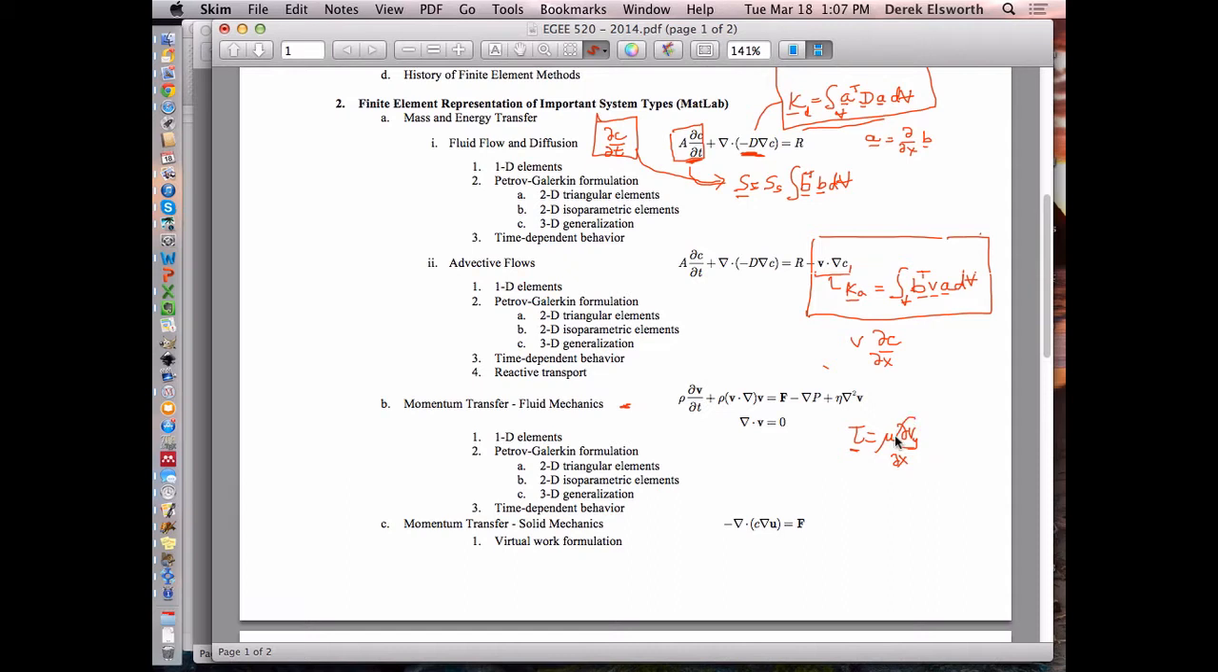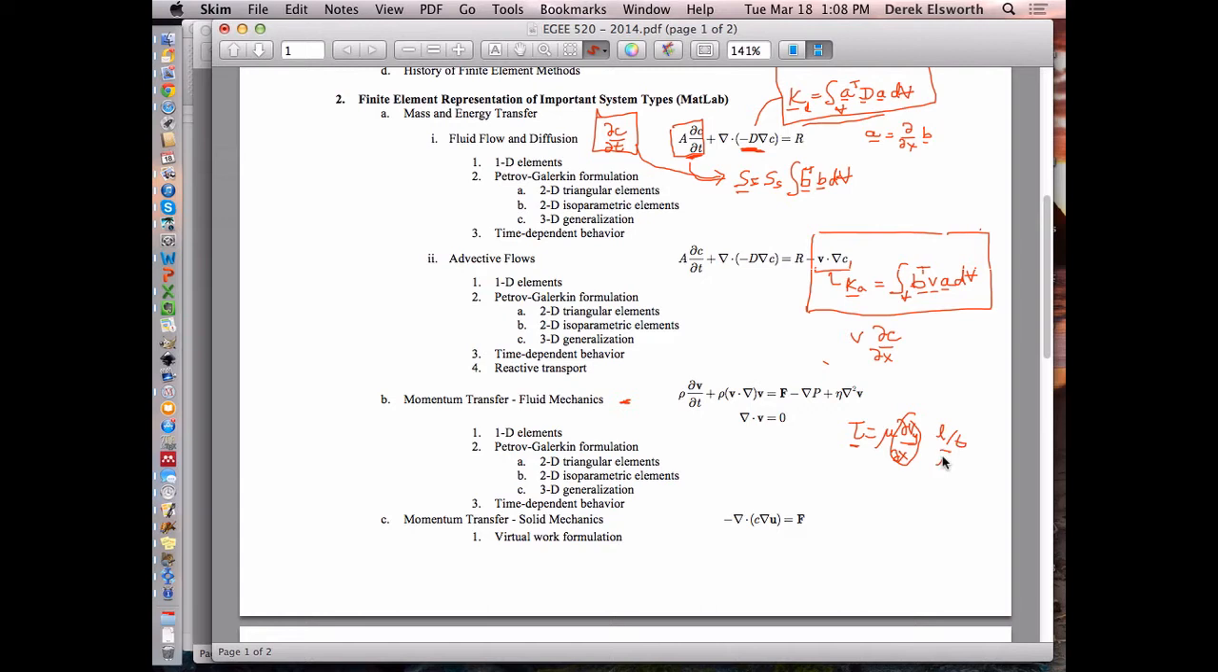The units of this are velocity. The units are length over time divided by length, just from this thing here. So length over length is a strain. Over time is a strain rate. So this term here is the equivalent of a strain rate. So stresses are related to strain rates through some coefficient.